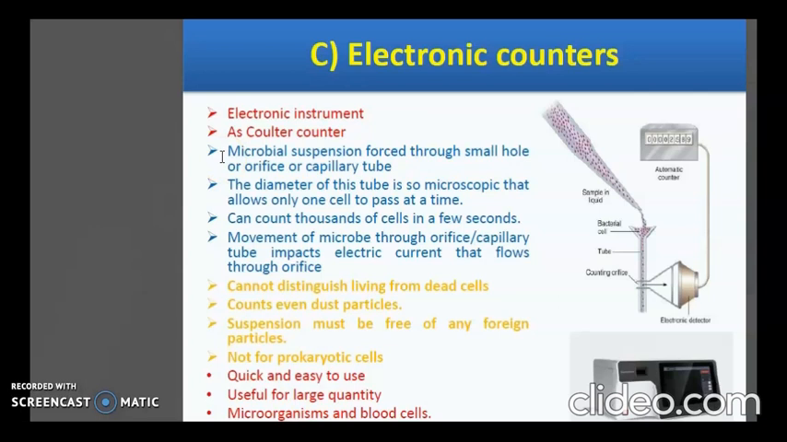The movement of this microbe through the orifice or capillary tube impedes the electric current that flows through the orifice. That is, the electrical resistance between the compartments increases or the conductivity drops. This generates an electrical signal that is counted automatically. A few of the advantages of this technique are that it gives accurate results with larger cells, is extensively used in hospitals to count RBC and WBC, and it is also a rapid technique.